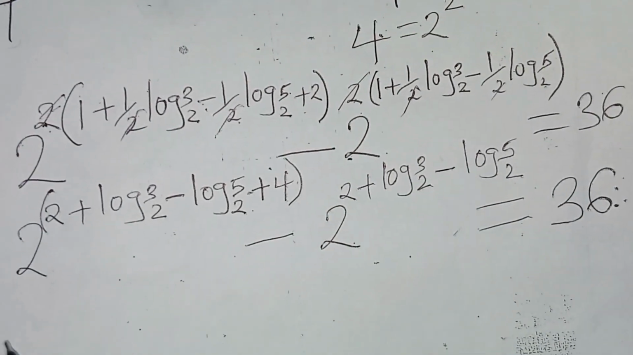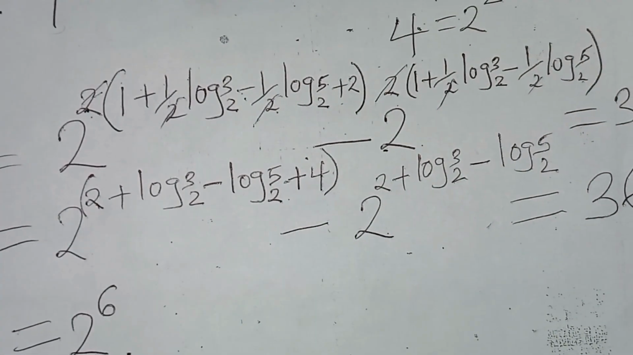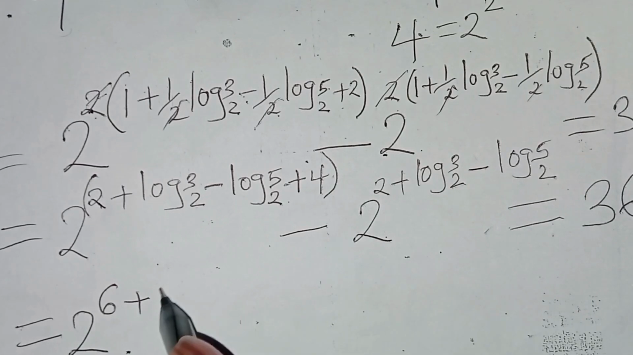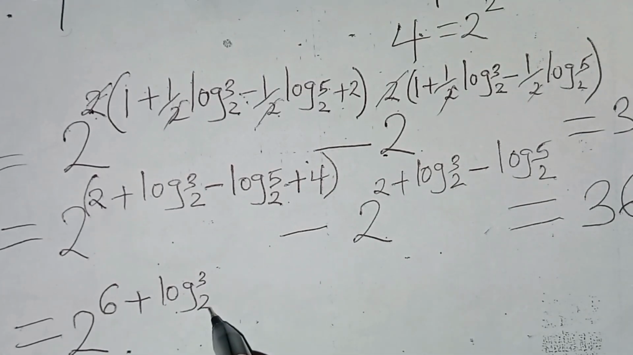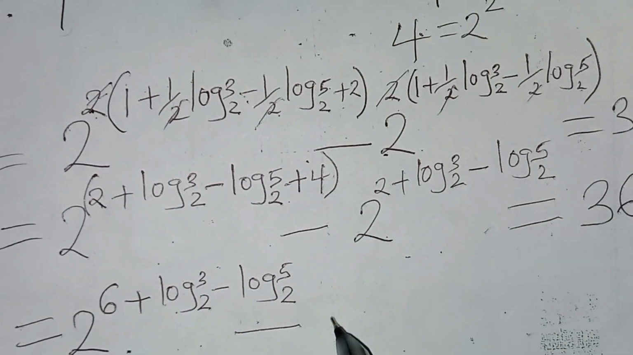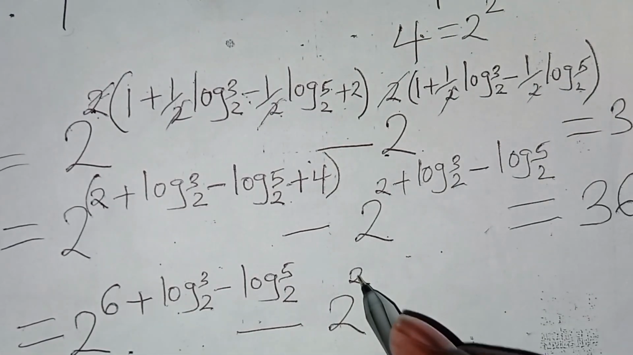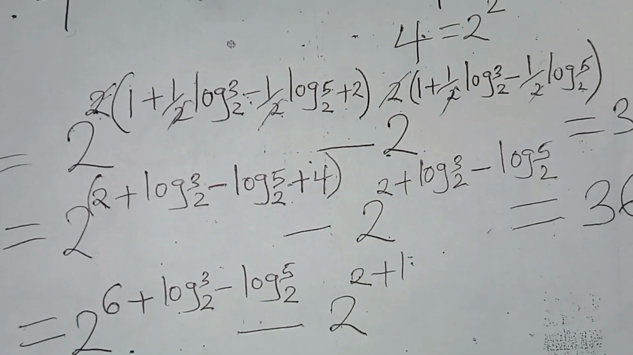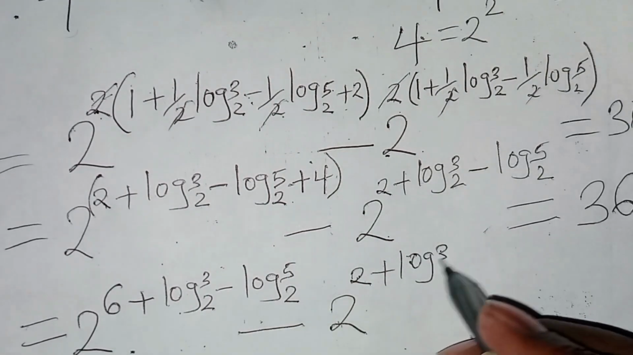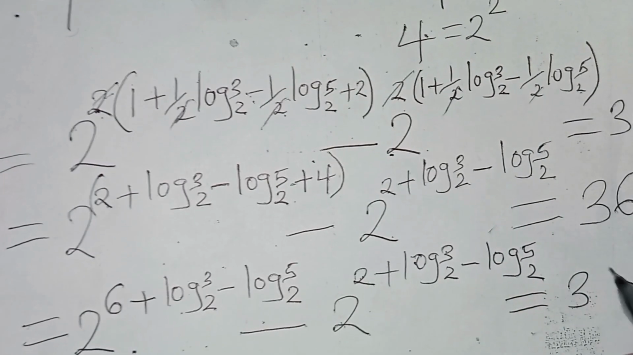Let's proceed here. Now in this case, we'll have 2 plus 4, which is equal to 2 to power 6, plus log 3 to base 2, subtract log 5 to base 2. Then we subtract 2 to power 2 plus log 3 to base 2, subtract log 5 to base 2. This should give us a value of 36.